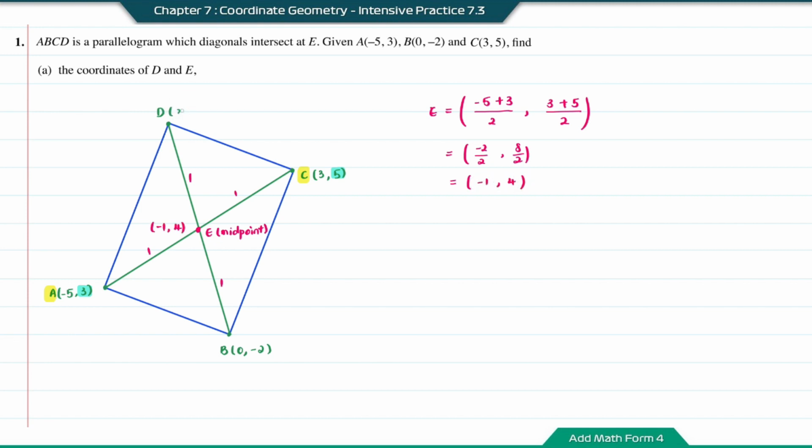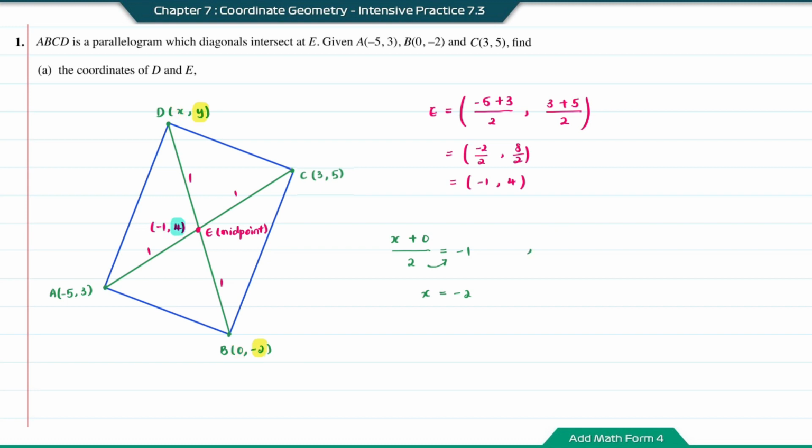So now we can find the coordinates of the point D. When we sum up the x coordinates of the points D and B, which is x plus 0, and divide by the total ratio, which is 2, this will give us the x coordinate of the point E, which is negative 1. So x is equal to negative 1 times 2, which is negative 2.